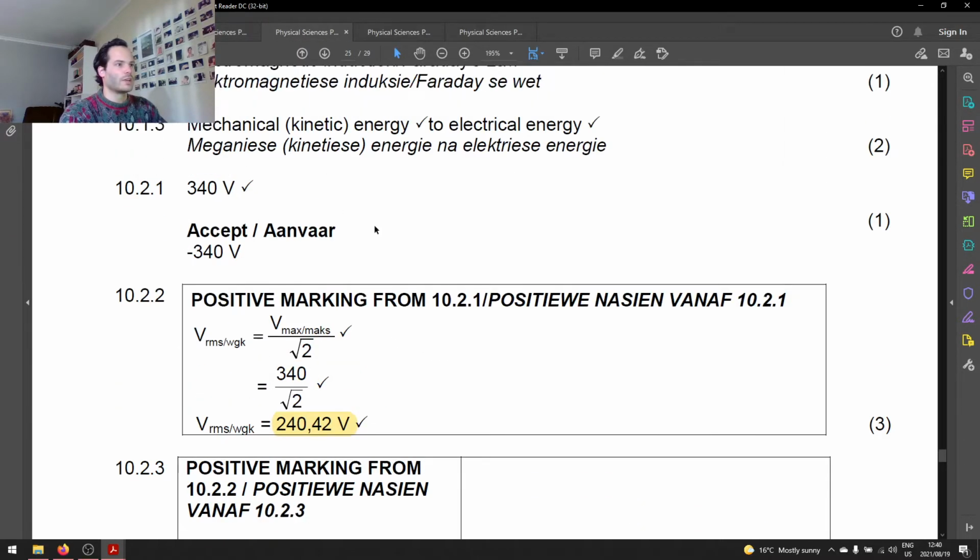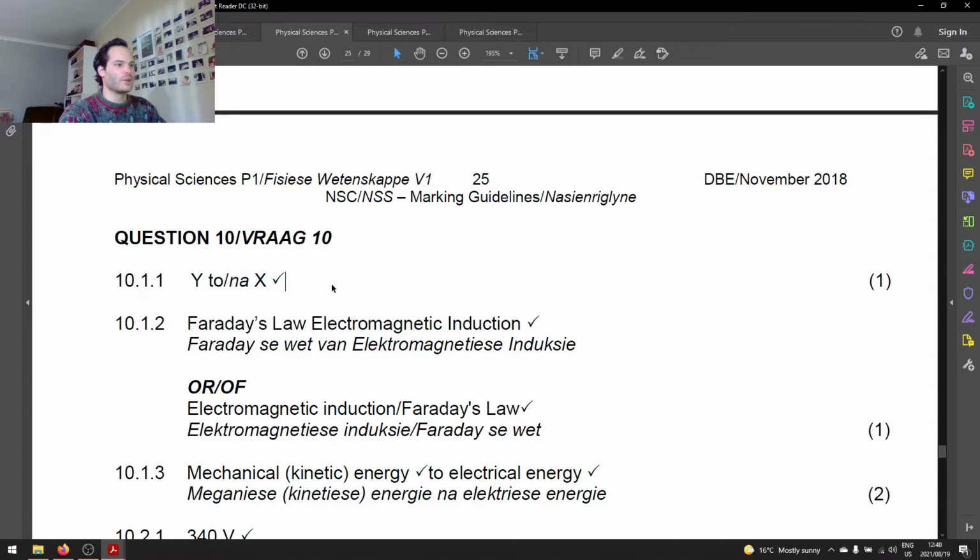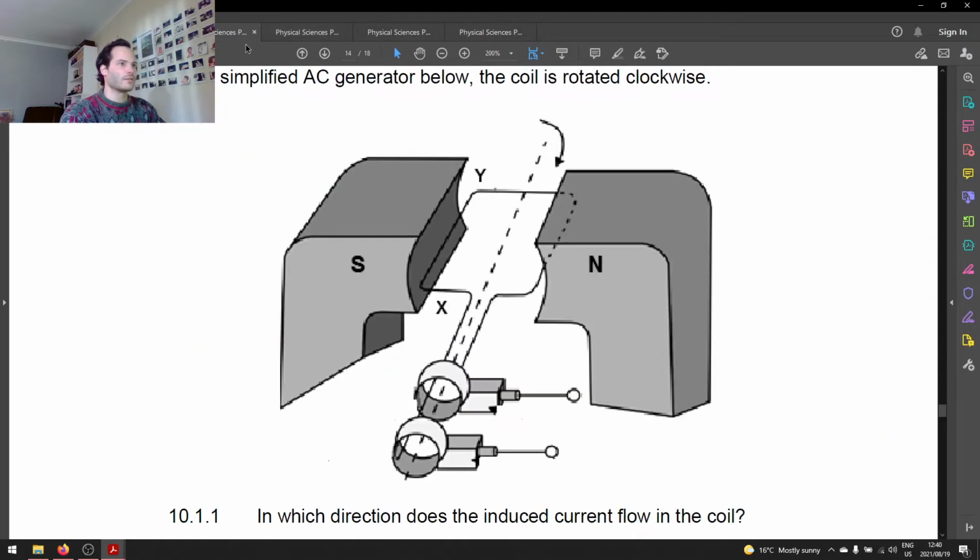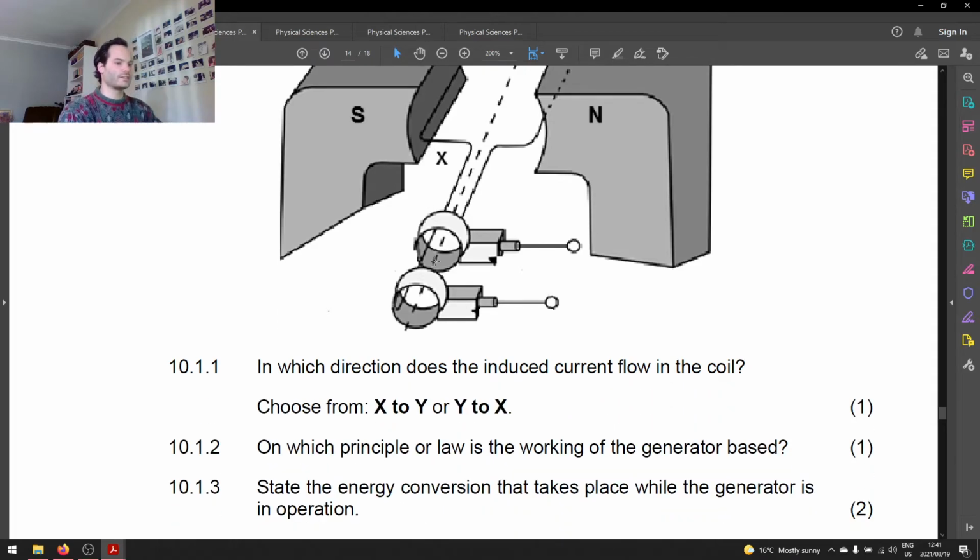All right, we can see there from Y to X, one mark there, very easy. Just going through that again. Magnetic force rather is going to be upwards. Magnetic field is from north to south, so from right to left in this case. And then the middle finger is pointing out of the board, so current is coming towards me, so from Y to X. Then they say in 10.1.2, on which principle or law is the working of the generator based?